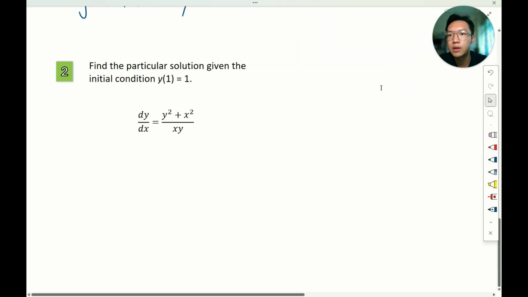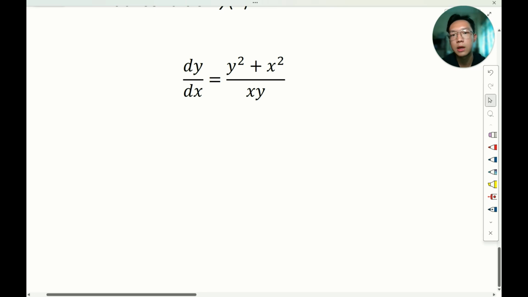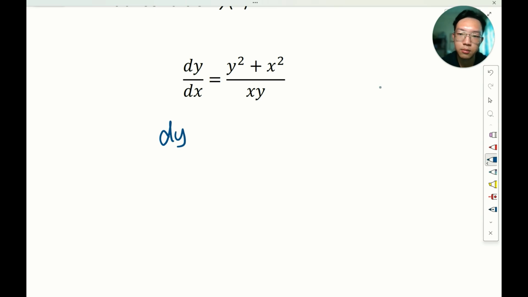Second question, find the particular solution given the initial condition when x equals 1, y equals 1. So the DE we are given is dy/dx equals y squared plus x squared over xy. Once again, you don't really see the y over x pop out just yet. As such, we will need to split the fraction a little bit more. So let's simplify it a bit more first.